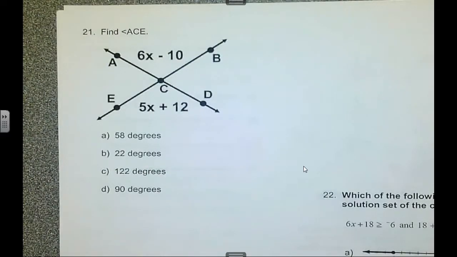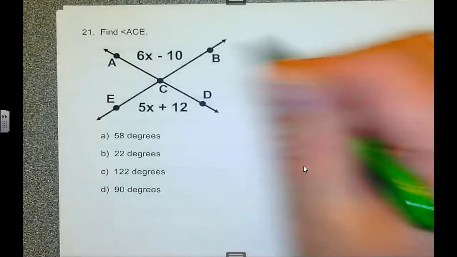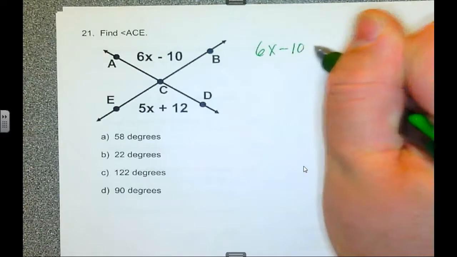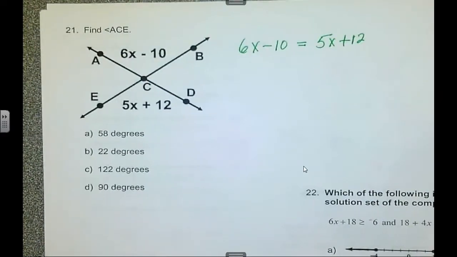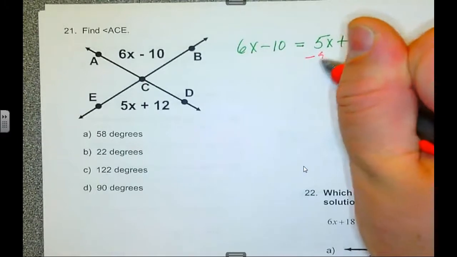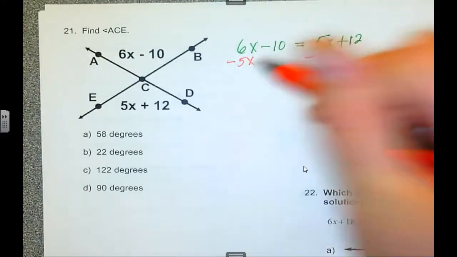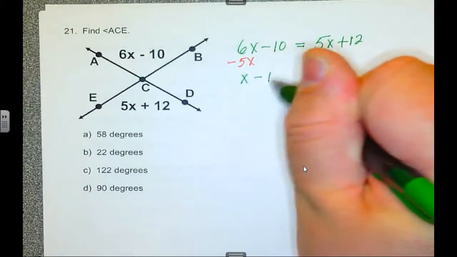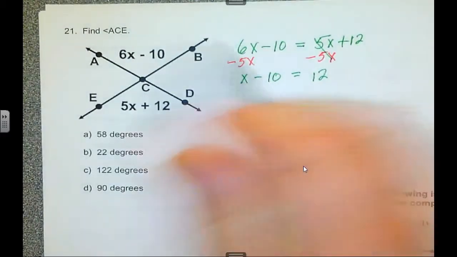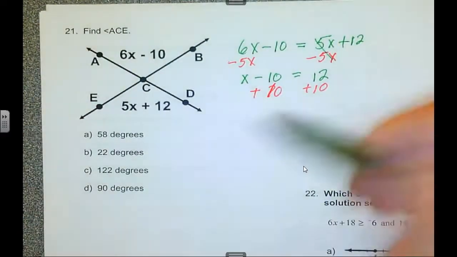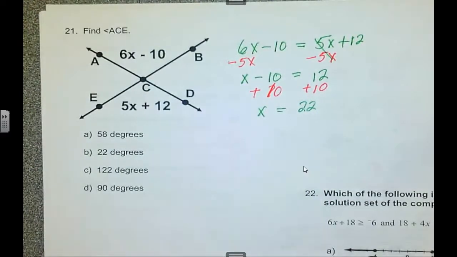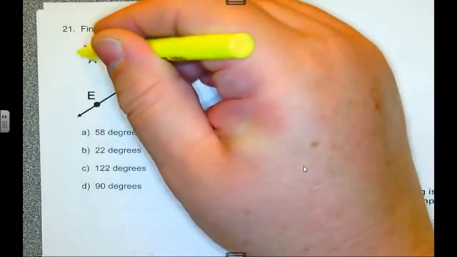Number 21. What do I know about vertical angles? They're equal to each other. So 6x minus 10 equals 5x plus 12. Solve for x. Okay, now this is another one of those. They want us to find which angle here. Yeah, ACE.